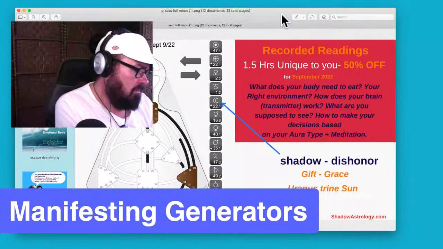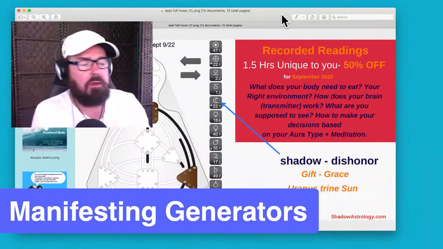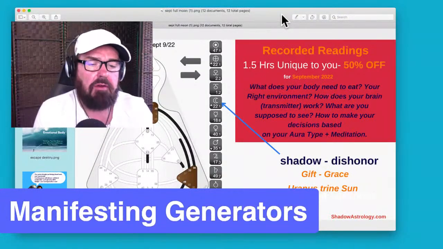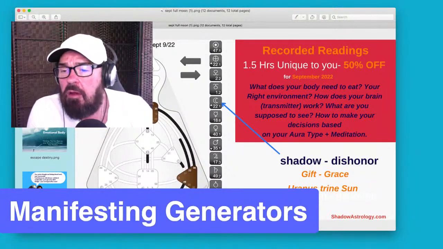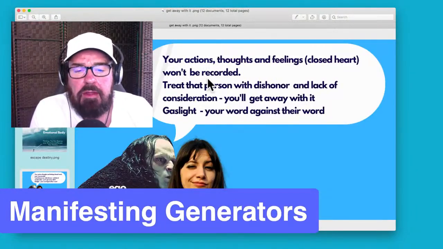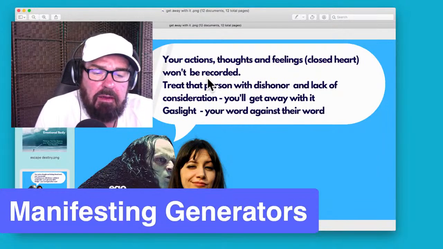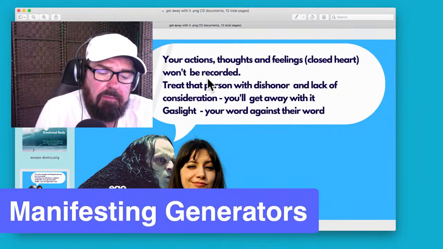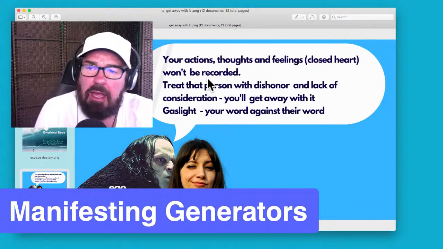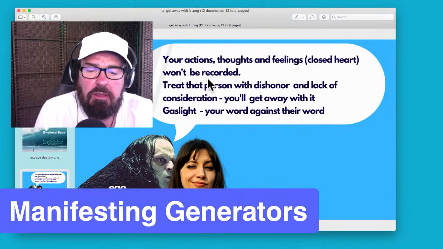Okay. So it's all swords. It's all about the mind for the manifesting generators, right? So the ego is there and it's talking you out of your intuition, right? Your intuitive voice is speaking to you. Intuitively, you know what to do.